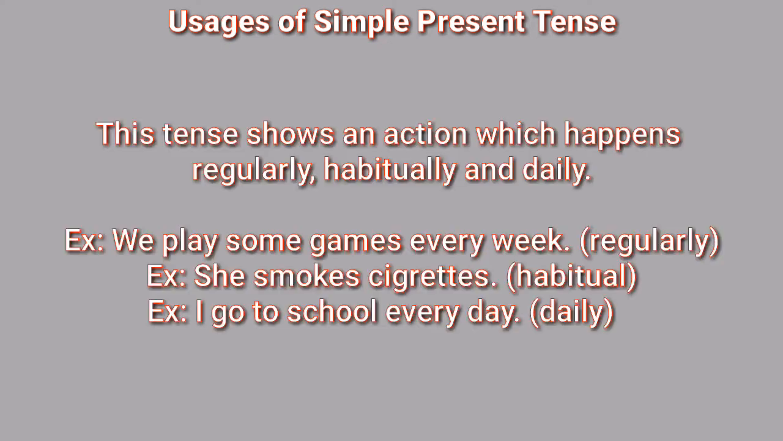So now I'm going to tell you about the uses of simple present tense. Usage number 1. This tense shows an action which happens regularly, habitually, and daily. For example, we play some games every week. It's a regular action. She smokes cigarettes. Habitual. I go to school every day. So it's a daily action.